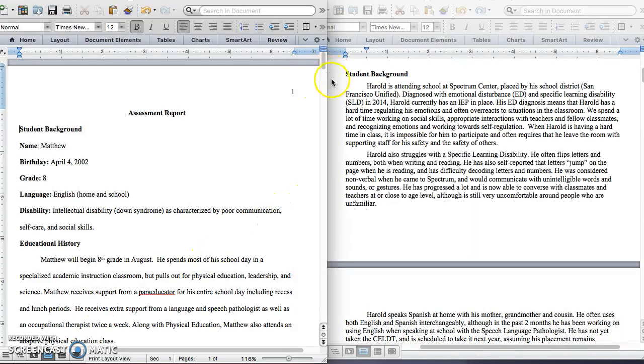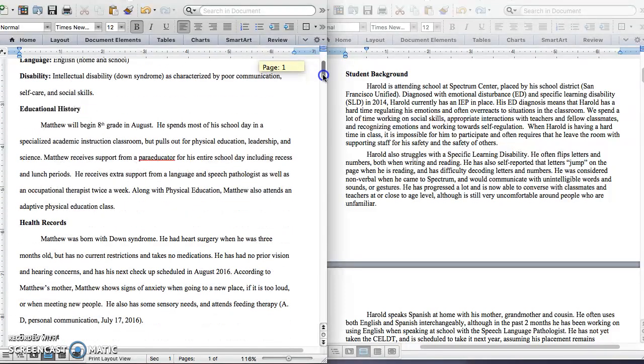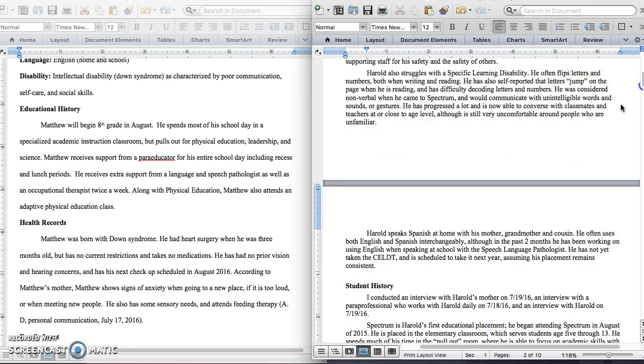You also have the educational history. So this person started out with the educational history right off the bat, and the health records, and then family input. This student did more of just the background, where she included a little bit more explanation of the disability and what got the student into special education, including the SELT score.